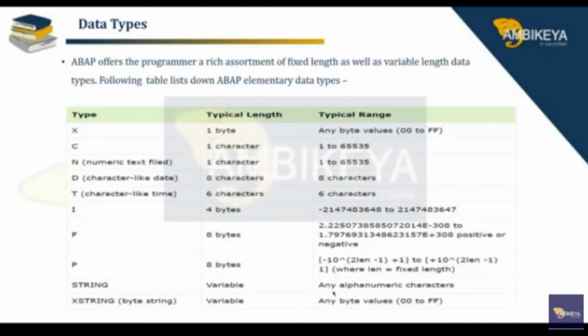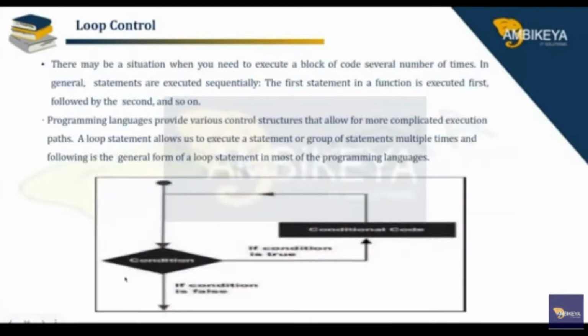That's why you can see here alphanumeric characters. Then X string is 0, 0 to FF, only byte values it will allow. So this X and X string, we normally won't use. That's why I'm not going to focus on that. Maximum we will use character, numerics, date, time, integer, package, or float. These are the maximum data types we'll use.